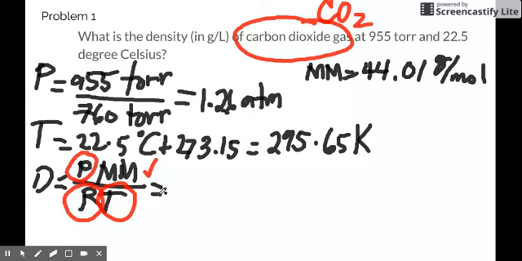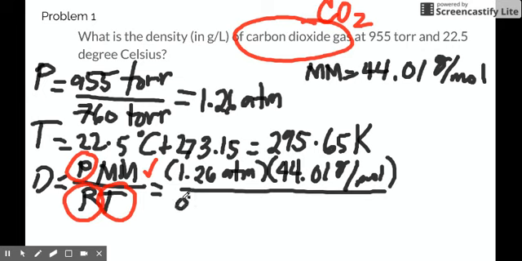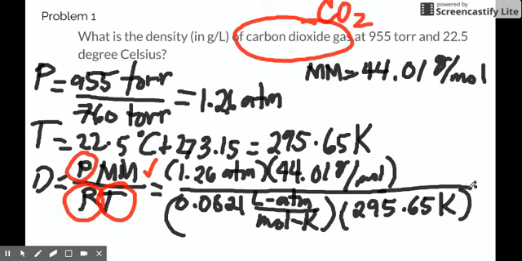Now we have all the variables that we need. So we're ready to substitute that in our equation. We need the right units available. So pressure should be in atmosphere, so we use 1.26 atmosphere. Molar mass, which we know is 44.01 grams per mole, and then divided by R, which is 0.0821 liter-atmosphere per mole Kelvin, close parenthesis, and then times temperature, which is already in Kelvin, that's 295.65 Kelvin. Okay, now that's the correct substitution.